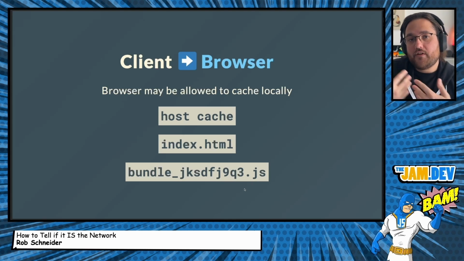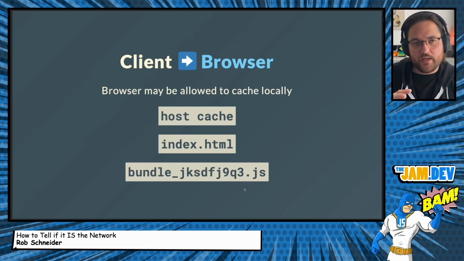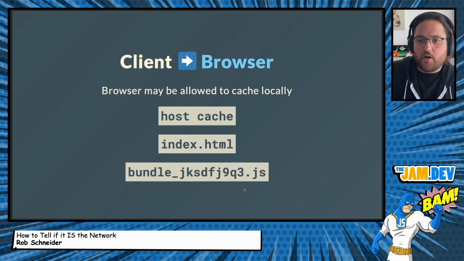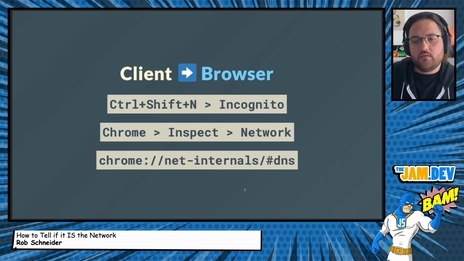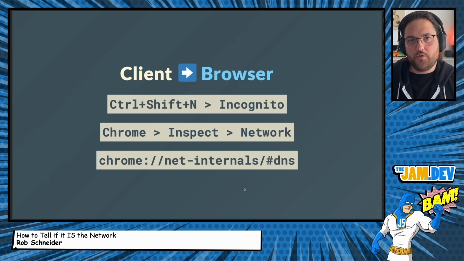So the issue might have already been fixed, but your local browser might be hanging on to the bad code. I just want to make sure that we're aware of what is caching and how long it's caching. So try to open your browser in incognito, look at the network tab, and understand where the requests are going. And if you have anything that's particularly sticky, you can use the net internals page in Chrome to clear out any host caching that's happening.